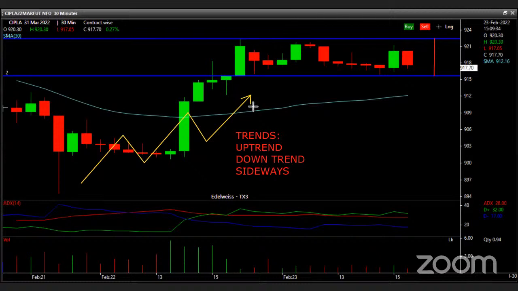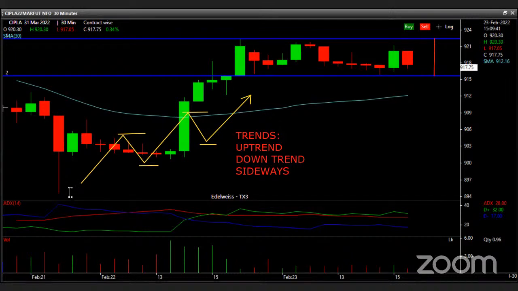So we can easily tell, okay, fine, the stock price is going upside. But what are the logics? What are the formulations behind that? So for the uptrend, when a stock is able to create what highs? The higher highs and higher lows, then only we can refer to it as an uptrend.